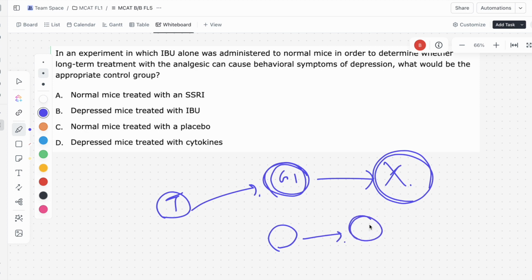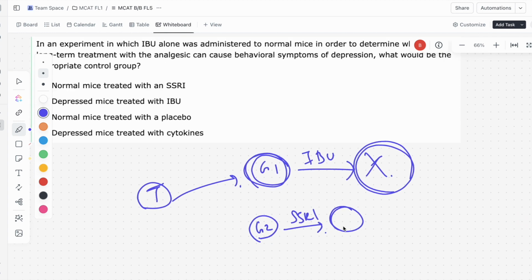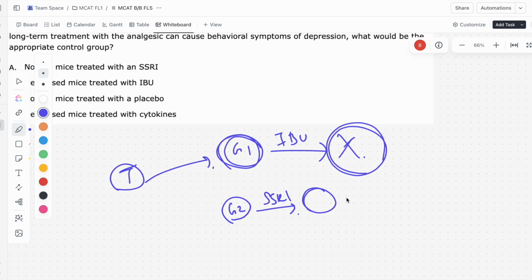Now, if we compare a group with IBU, so let's say this is G2, we give them SSRIs, okay? Let's say we give group 1 the IBU and it does cause symptoms of depression. Well, if we compare that to group 2 where we use SSRIs, we know for a fact that the symptoms of depression have to decrease because we know SSRIs are a known antidepressant. So let's say the depression level of these mice is like 20%, okay? This is obviously just a made up fact.